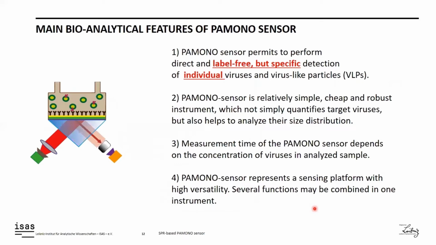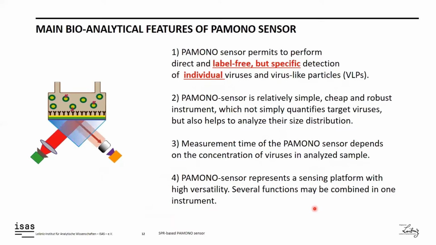I also would like to mention that the main feature of the PAMONO-sensor is its ability to provide label-free but specific detection of individual viruses and virus-like particles. The PAMONO-sensor is a relatively simple, cheap, and robust instrument, and it can not simply quantify viruses, but also analyze their size distribution.